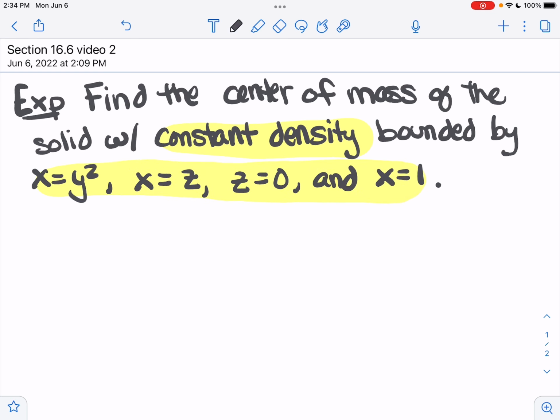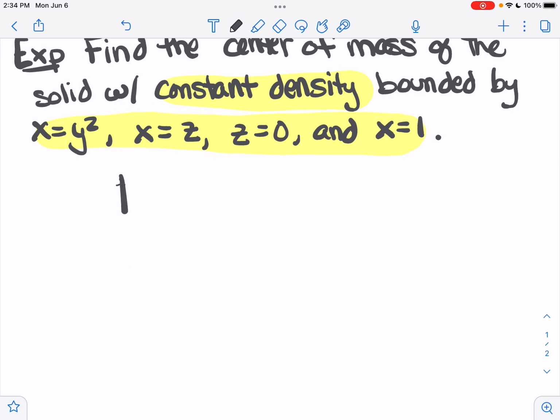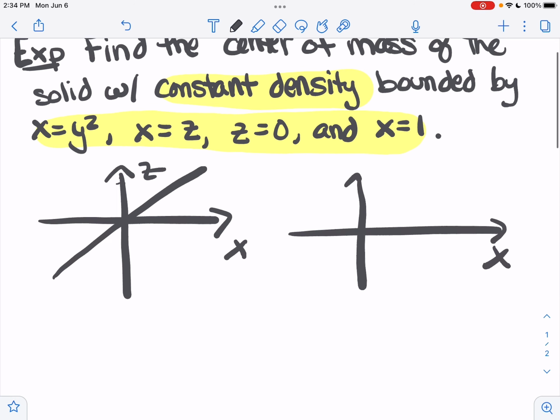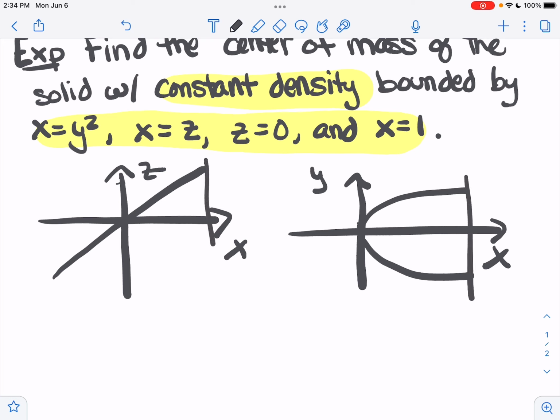What could that possibly look like? Let's start breaking it down. So in the xz plane, we have x equals z, so that's a line in the xz plane. In the xy plane, we have x equals y squared, which is a parabola that opens to the right. And we have x equals 1 in both. So x equals 1, x equals 1. z equals 0 is the horizontal axis on the picture to the left.